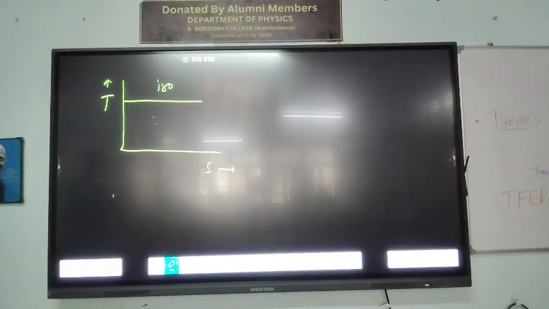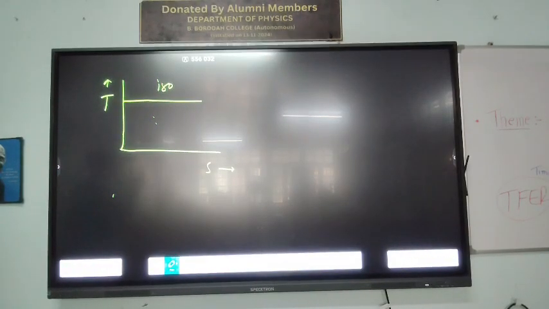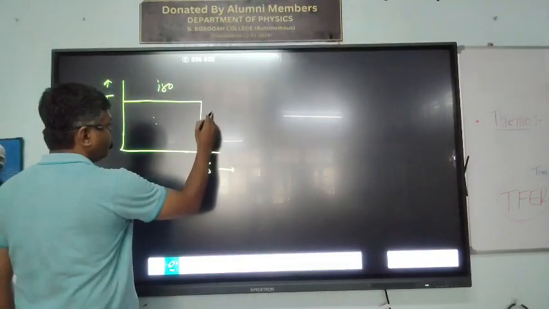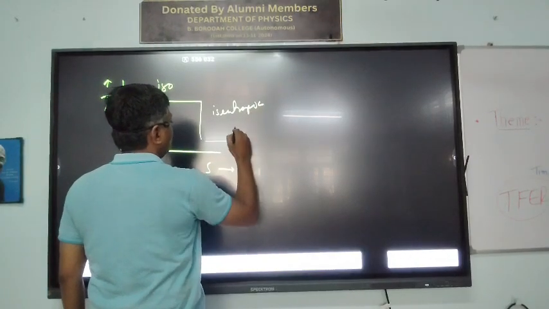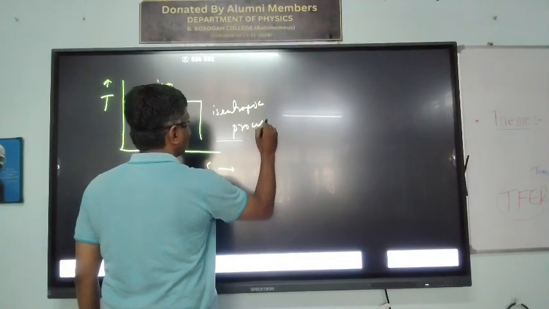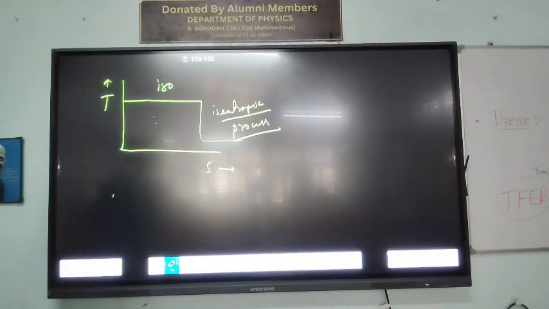For an adiabatic process, there is no exchange of heat, so entropy will remain the same. So that will be called an isentropic process. Isentropic process is a process where your entropy remains constant.